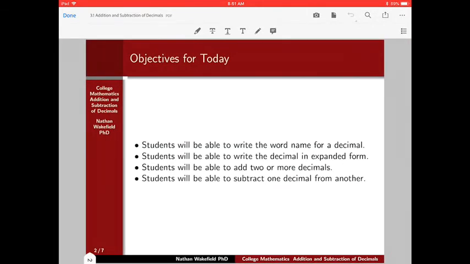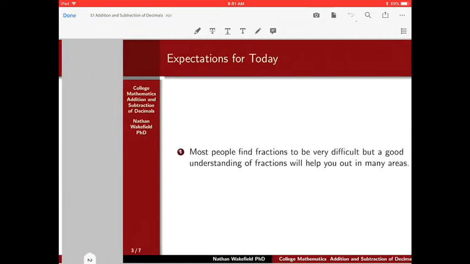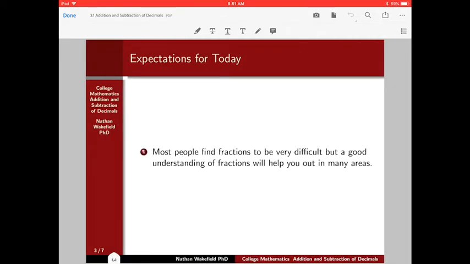Today we're going to talk through the way to write the words for decimals. We'll talk about how to add decimals, and we will talk about how to subtract decimals. The connection here with fractions is important. While we won't be doing fractions today, we will eventually be doing fractions. And so understanding the relationship between decimals and fractions is actually very useful, and it really will help you make sense of things.